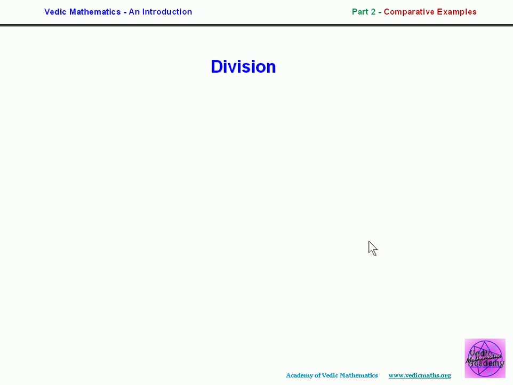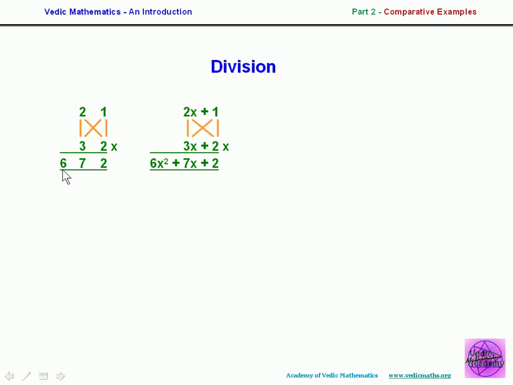Division, as I mentioned, we can simply reverse the multiplication process to do division. So given the 672 and the 32, we can work out the 21. Or we can do algebraic division again, just reversing the multiplication process. Given this quadratic and one of these factors, we can find out the other one. Even if there's a remainder, we can do that.